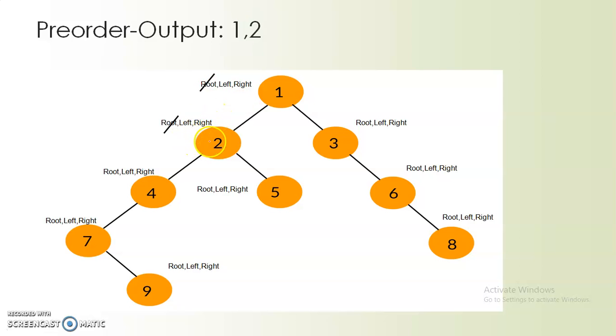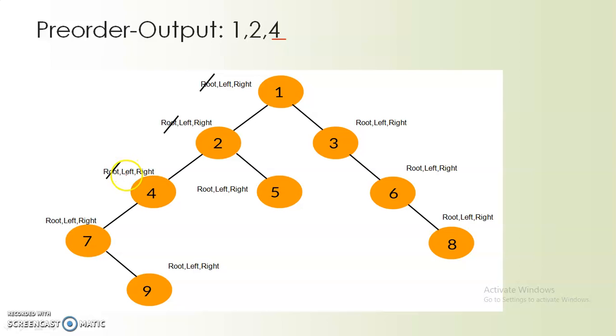Now we are coming to node 2. We are on node 2. First display the root node, that is show 2 in the output, and check whether this node has a left subtree or not. This has a left subtree, so move on to its left. Next, node 4. Display the 4, because we need to show the root first. So display the 4 in the output.